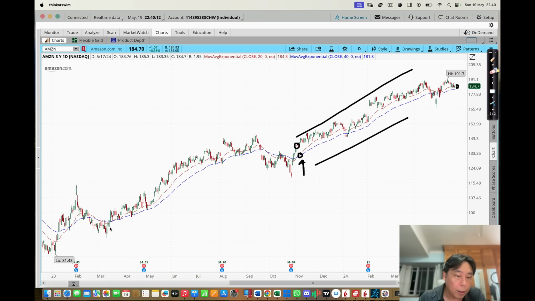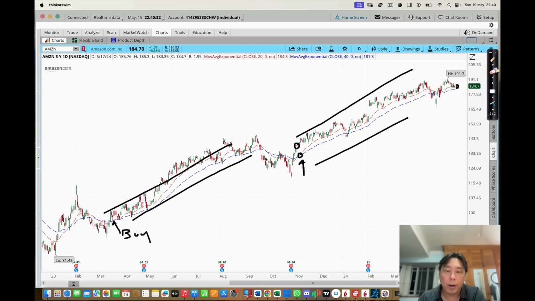And over here as well, you can see the 20 EMA crossing above the 40 EMA, the red line crossing above the blue line, sorry. So again, that's indication of a new uptrend over there. And then you would buy over here. And then here, the 20 crosses below the 40, signaling the change in the short-term trend. And then you would sell over there.